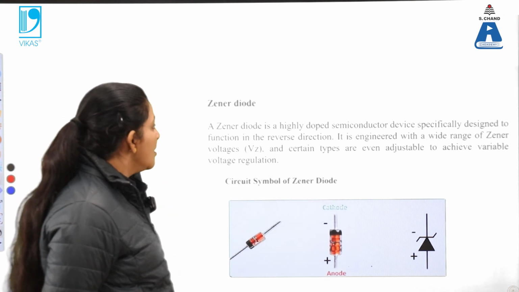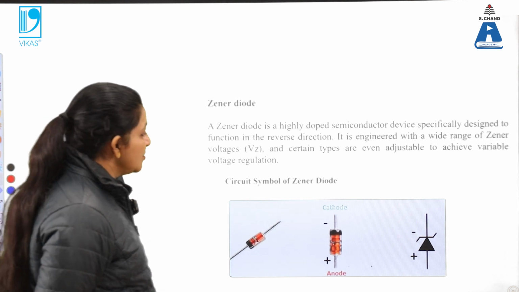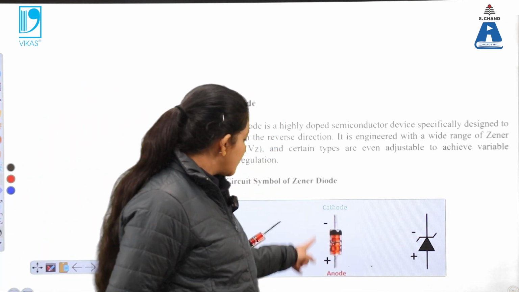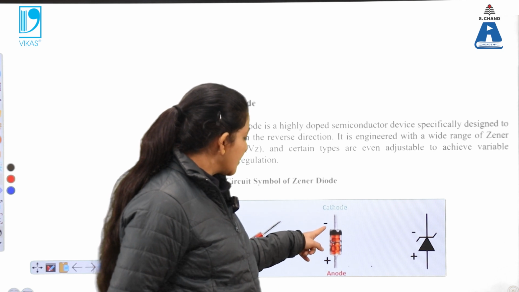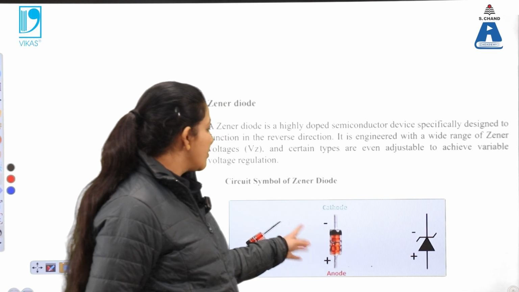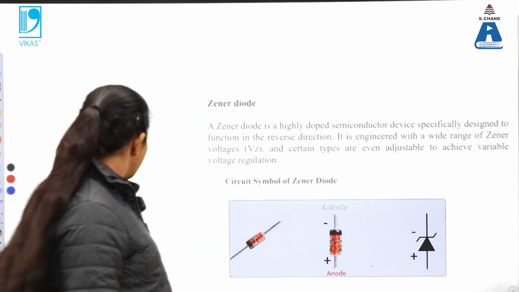This is also the main difference between the PN junction and the Zener diode. So this is a representation of the Zener diode, and these are the cathode and the anode. This is the negative terminal and that is the positive terminal. They are heavily doped over here.